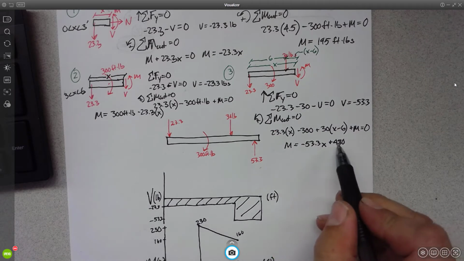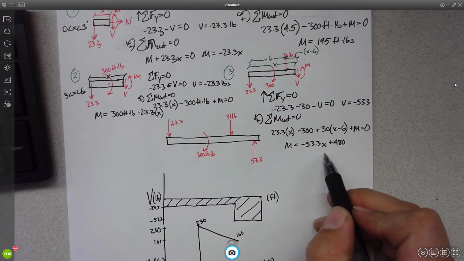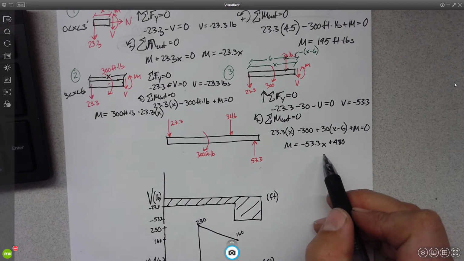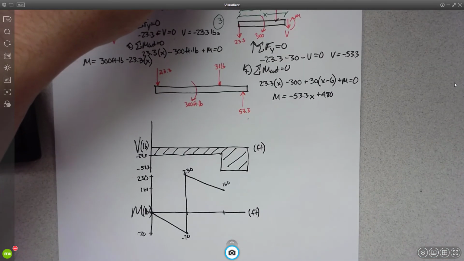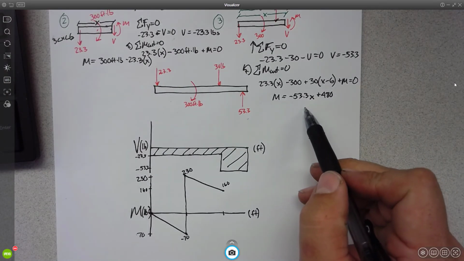So now we can plot this. Remember that x is at 6 here, right? So could someone figure out what 480 minus 6 times 53.3 is?